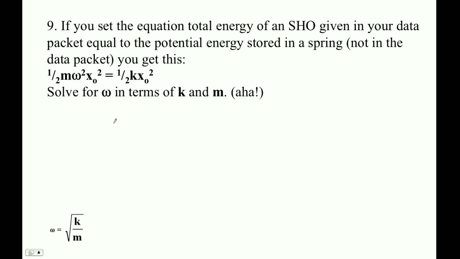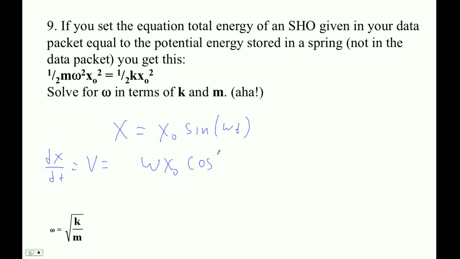If x is equal to x naught sine omega t, if I take the derivative of this, dx dt is equal to velocity. We just take the derivative of this. The derivative of sine is cosine, and then we take the omega out. So it's omega x naught cos omega t. This is the chain rule or something like that. Okay, so we take the derivative of this.